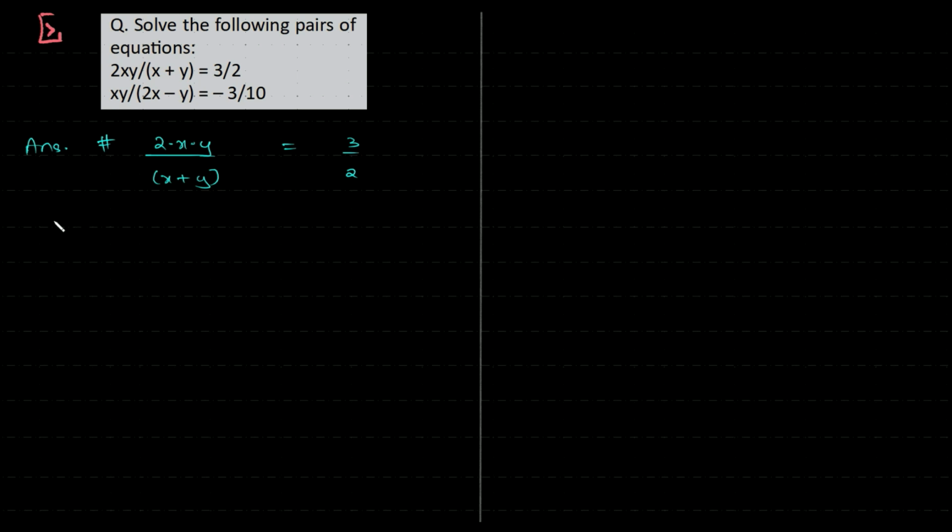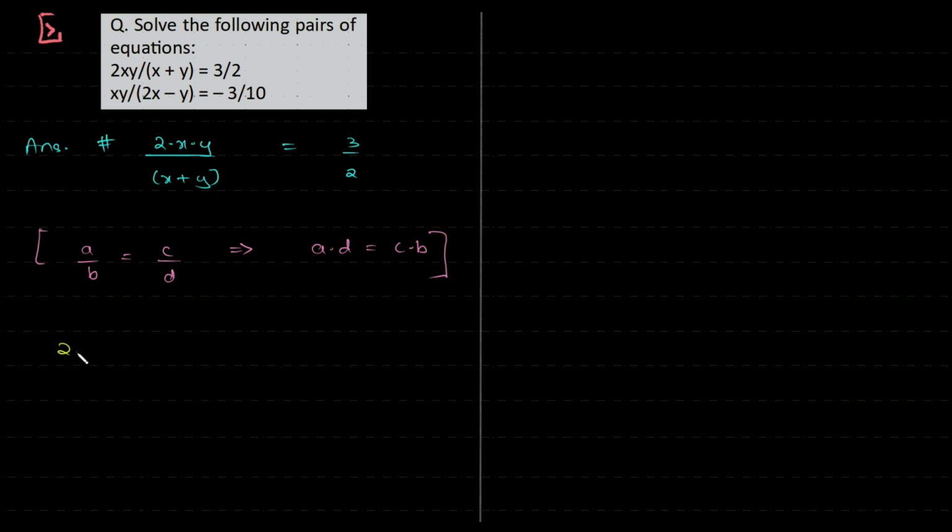It's of a form something like this. Let me make it easy for you guys. a by b is equal to c by d. What can you do? We can cross multiply them. a into d is equal to c into b. Okay, that's what we'll do over here.